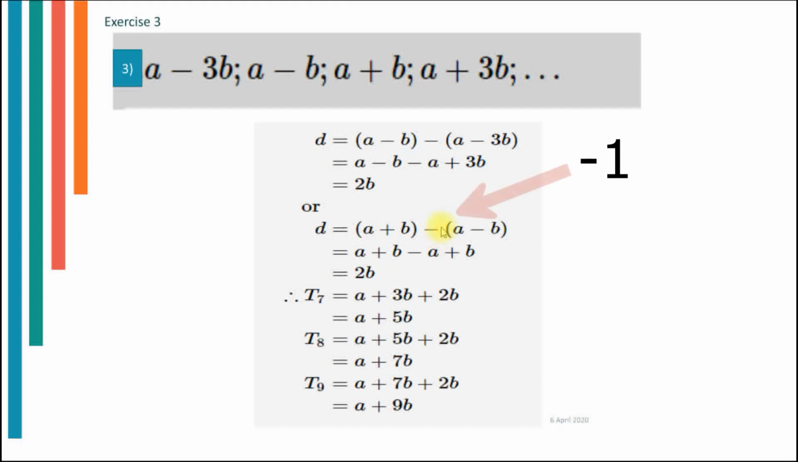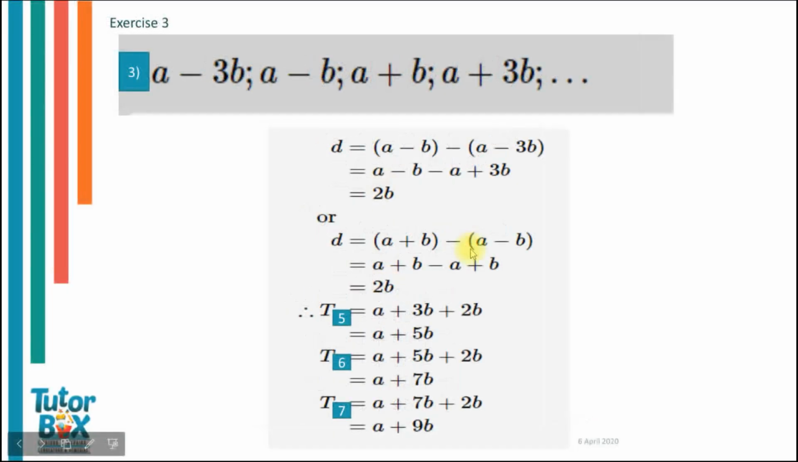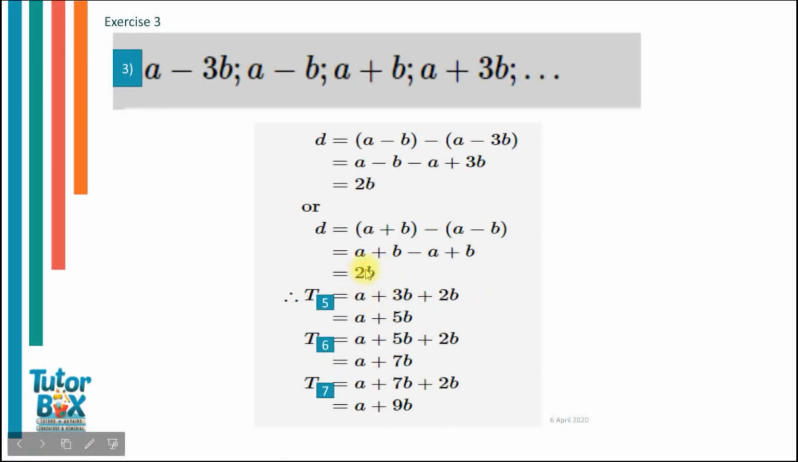Guys, there's a 1 here in case some of you are wondering like what's happening. There's a minus 1 here. Okay, there's a 1 there. So you can think of it as minus 1 times a if it's easier for you, right? So then we get a plus b minus a plus b, and then if we simplify further with a minus a, that's 0, and then plus b, that gives us 2b. Okay, so the common difference you see is 2b there.